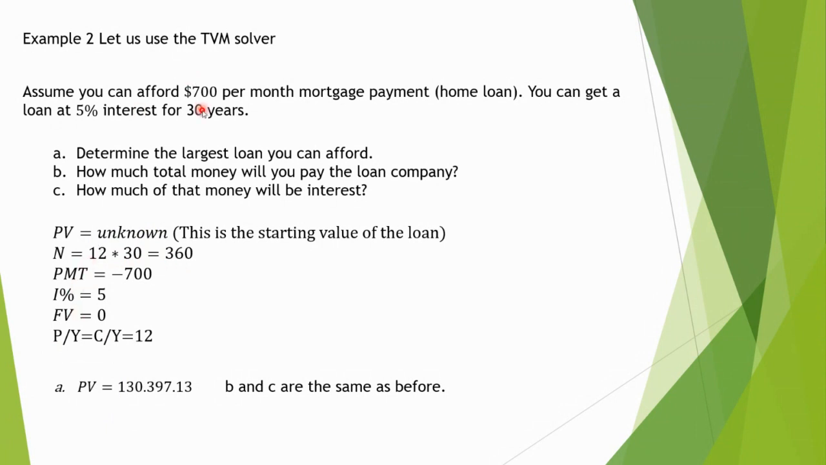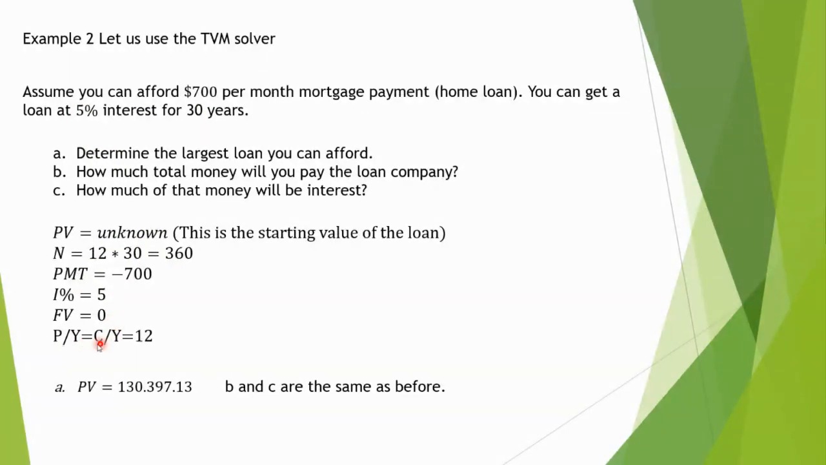PMT, right? That's our monthly payment. It's negative because we're making the payment, right? The money is leaving us. That's why there's the negative here. The I, that's 5%, okay? So we just take off the percent sign, we don't move the decimal. FV is 0 because we want the loan to be down to 0. We want to pay it all off.